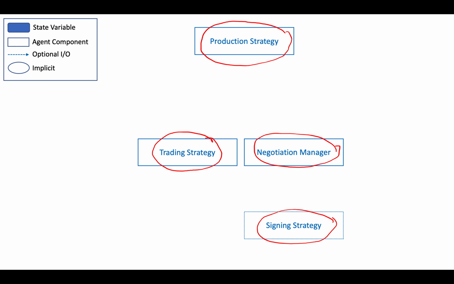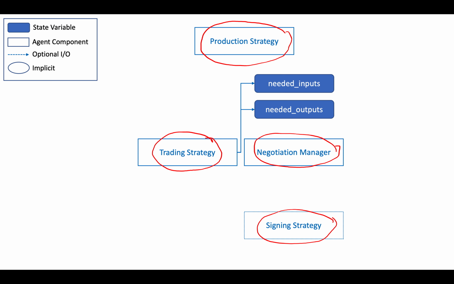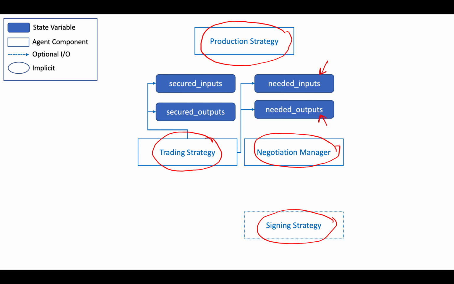Now, in terms of what we described before, what does each one of these provide and what are the types that are actually implemented? So in general, the trading strategy provides 4 state variables. Needed inputs are the inputs that are needed at every time step. So the agent should buy these. Needed outputs are the outputs that need to be achieved by the negotiation manager. So these are the targets of the sales force of this factory. They should sell this amount. The secured inputs and secured outputs will just keep how much of the needs are already satisfied for each step. So the trading strategy provides all of these 4 state variables.